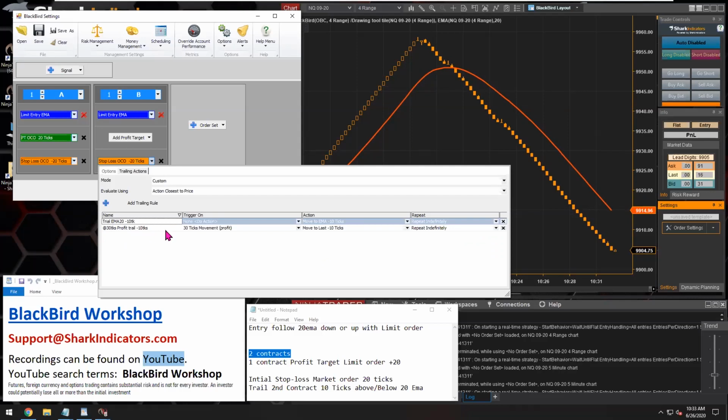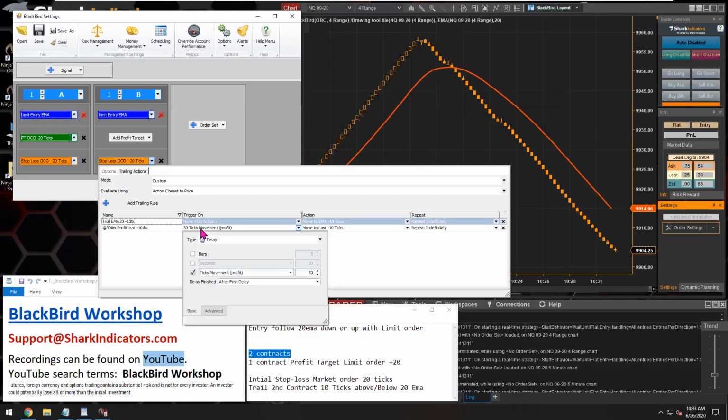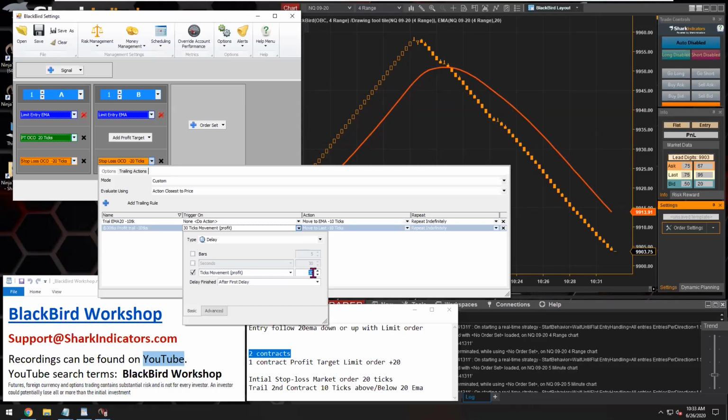So that is how you would add a tightening rule of such. And so if you want to add multiple tightening rules, the key is to figure out the trigger condition, and basically to figure out the delay. The delay is where you determine how much profit you're waiting for before you tighten the stop loss again, right?